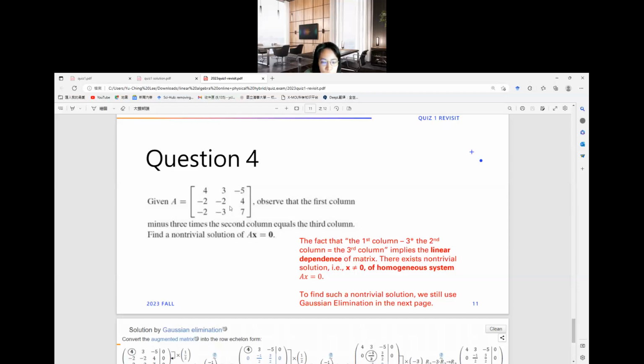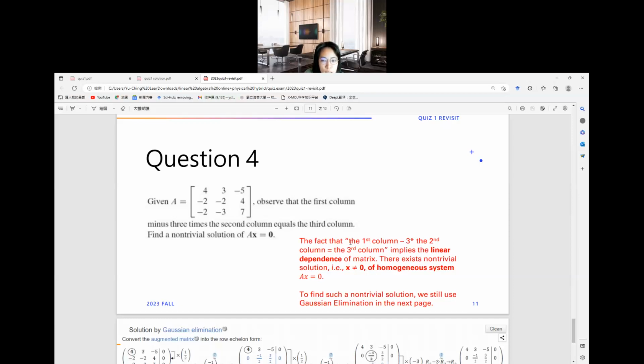So if the columns of a matrix are not independent, which is linear dependent, then there exists a non-trivial solution. Non-trivial solution means x not equal to 0 of Ax equals 0. And such a system where the right-hand side b is replaced by the 0 vector is called a homogeneous system. So this is the fact of this observation.